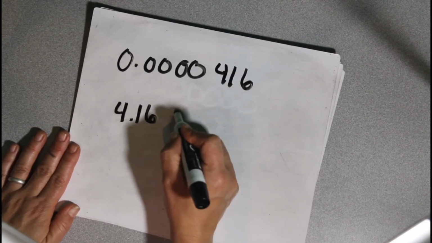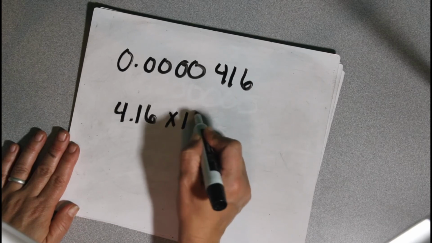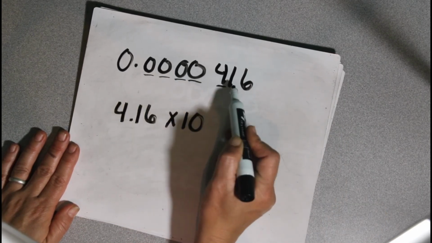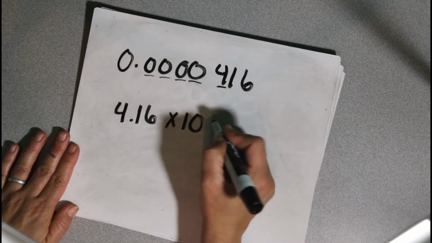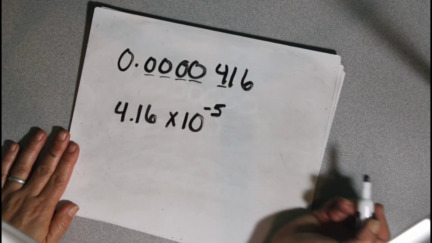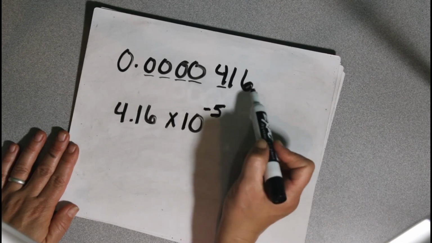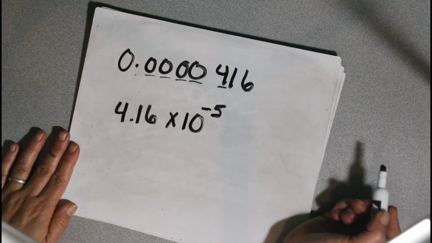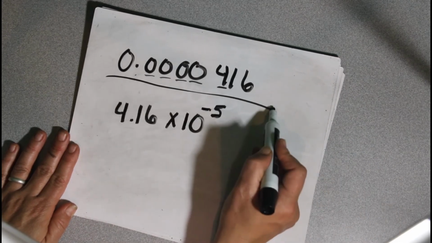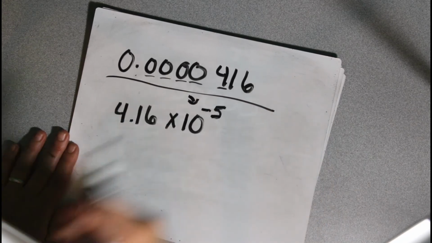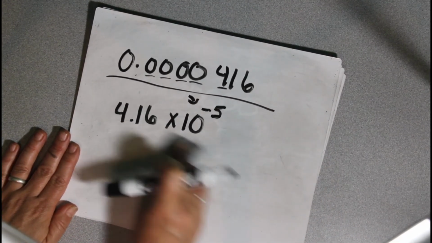Okay, so we want to write this number with only one whole number before our decimal, so 4.16. And then we're going to write that as times 10, and we moved it 1, 2, 3, 4, 5 places. So we're going to make that be the negative fifth, because that really means divide back that many places. All right, so times 10 to the negative fifth. So if you started out with a decimal number, you're going to have a negative right here. If you start out with a whole number, then you'll have a positive.